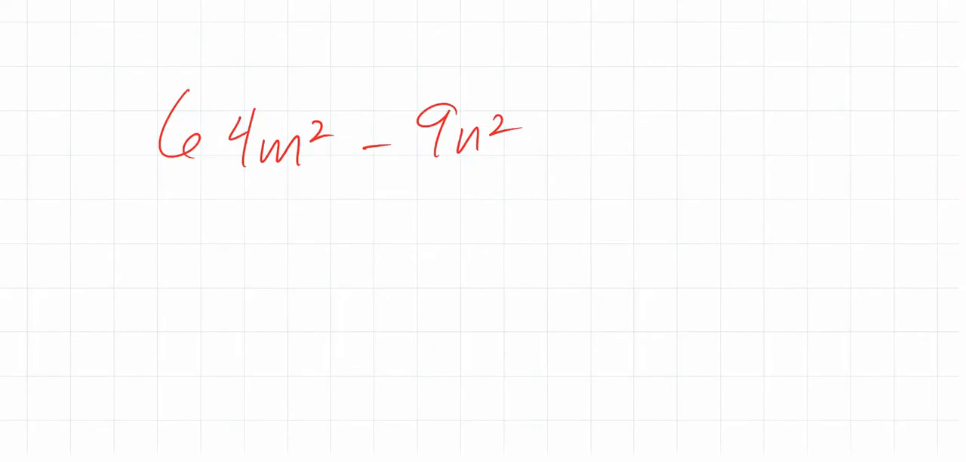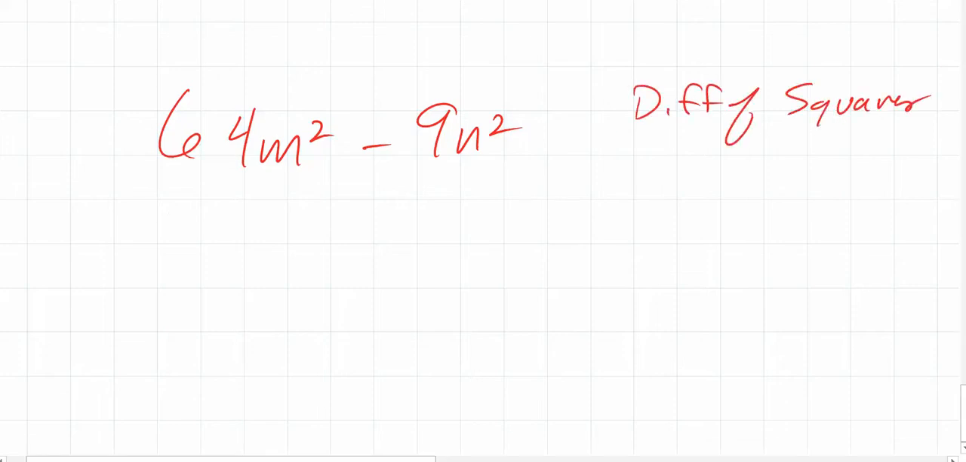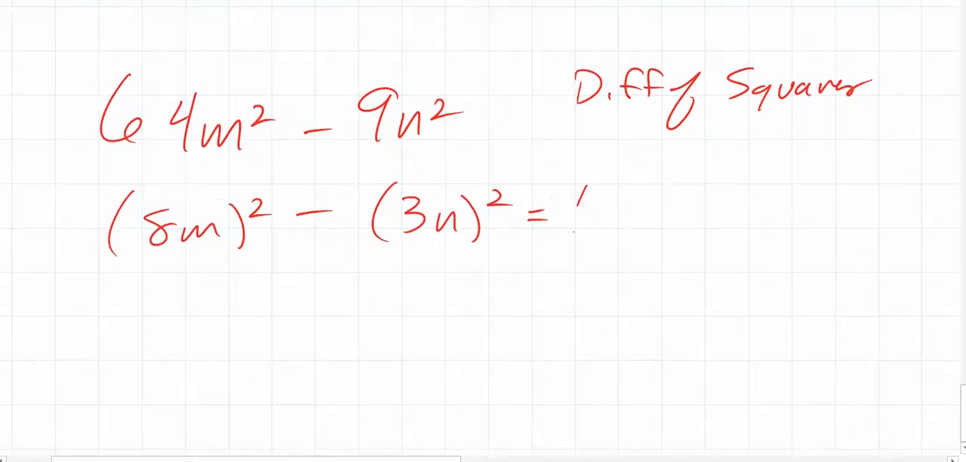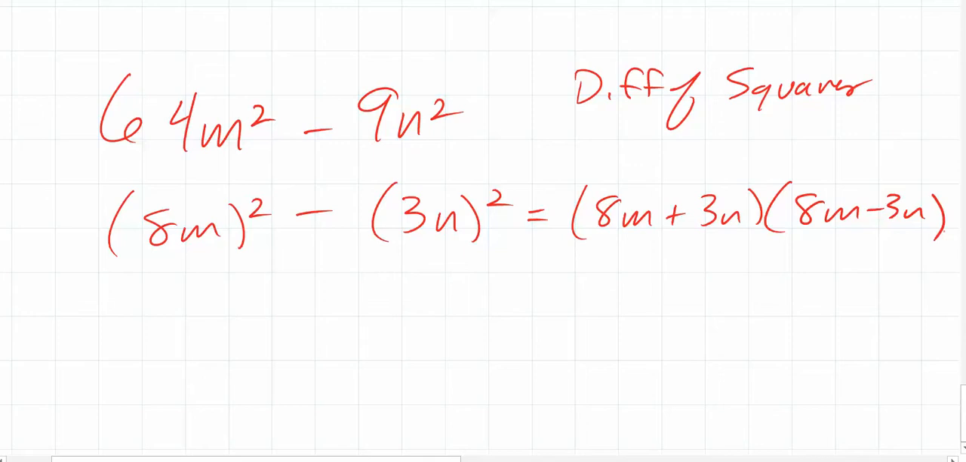What do you see when you look at that? Can someone tell me what you see? That is the difference of squares. Can you tell me how you would write it if you wanted to write this as the difference of squares? 8m squared minus 3n squared. So what is that going to be equal to? 8m plus 3n times 8m minus 3n. Exactly. That is the difference of squares.